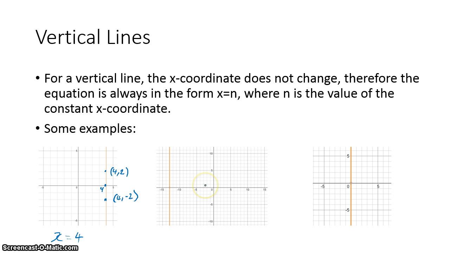Here, different scale, same thing, 10, 11, 12, 13. -13 is what it goes through, so x will equal -13 anywhere on that line. Finally, what about if the line is on the y-axis? What would the equation of that line be? Well, the x-coordinate at any point on the y-axis is 0, so the equation of that line is just x equals 0. Nice and easy.